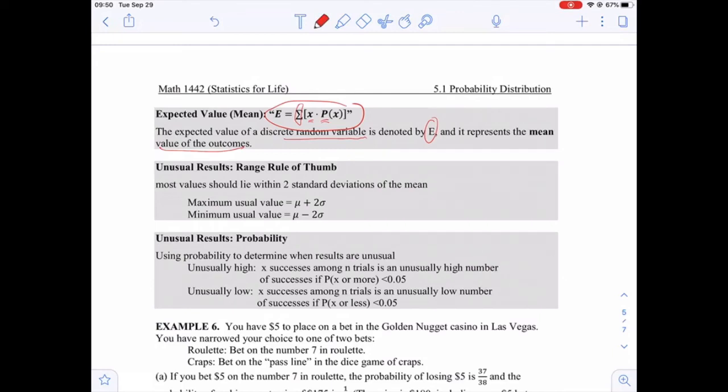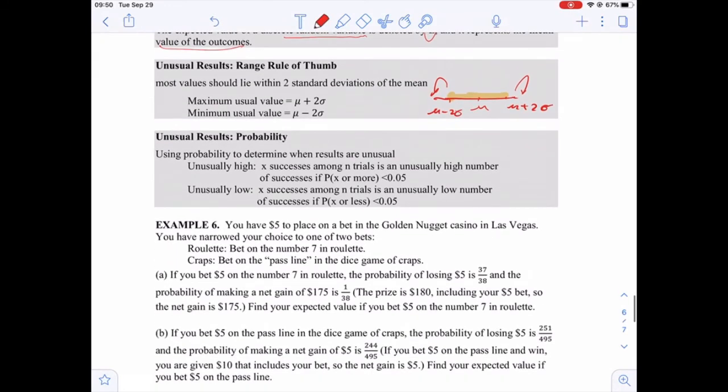Now we have unusual results. We use the range rule of thumb. Here's mu plus 2 sigma, 2 standard deviations, and mu minus 2 sigma. If the values are between mu minus 2 sigma and mu plus 2 sigma, then those are usual, otherwise they are unusual. If they are greater than or less than these numbers, they are unusual.